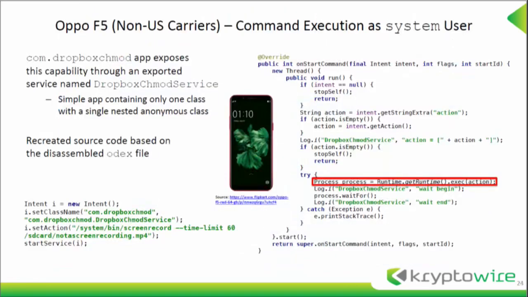And this is a non-US carrier device, but it's a device that's popular in Asia. It's called the Oppo F5, and this vulnerability has been patched, and after this they also became a CNA, which we thought was a very good thing.